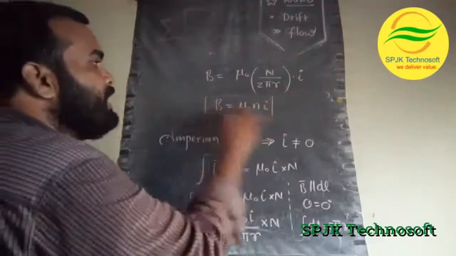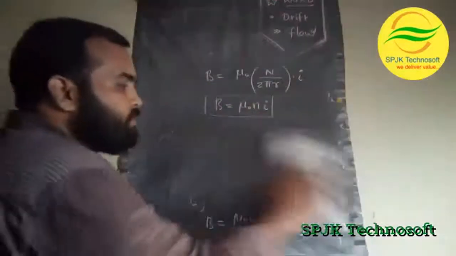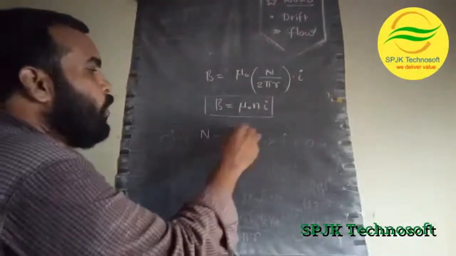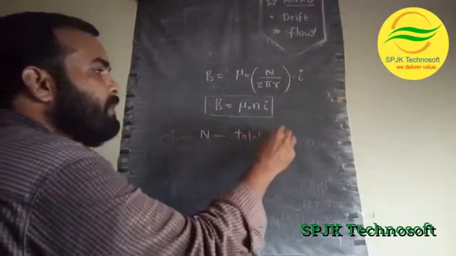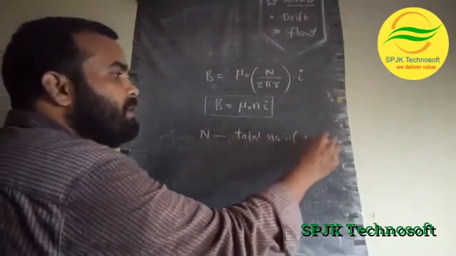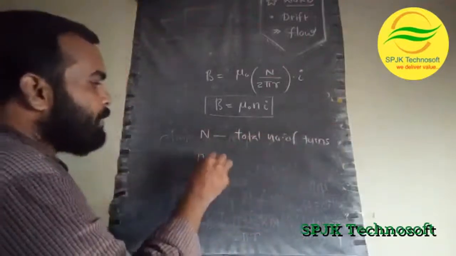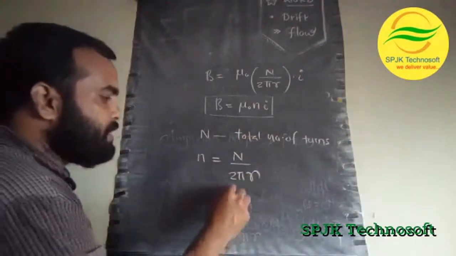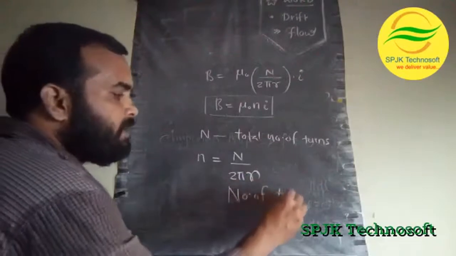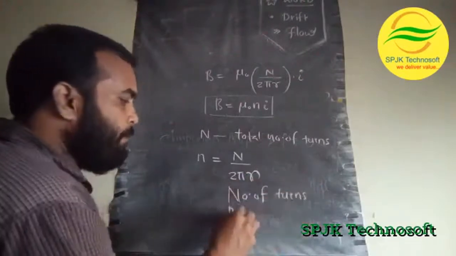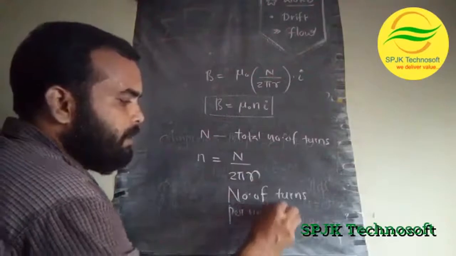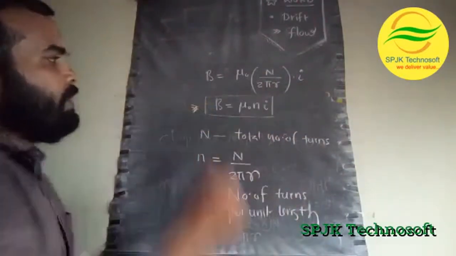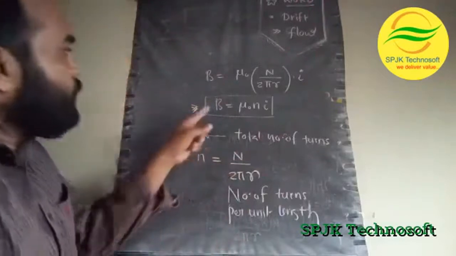What is the difference between small n and capital N? Capital N means the total number of turns in the toroid, whereas small n represents capital N by 2 pi r, which is the number of turns per unit length. This is the expression for the magnetic field strength due to a toroid.